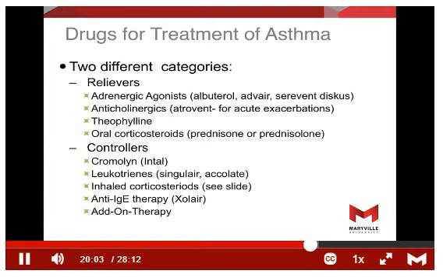And then if a patient needs it, any patient, if they're mild persistent and they're having an asthma exacerbation, we want to give them oral corticosteroids. We want to give them prednisone to get them back down under control. That's only for acute exacerbations, but if they need it, they get that at that point, okay? Controllers are things like your cromolyn, your Singulair, your inhaled corticosteroids, your anti-IgE therapies, and add-on therapy.